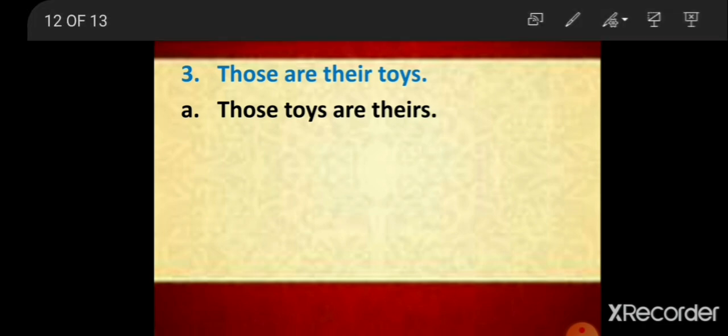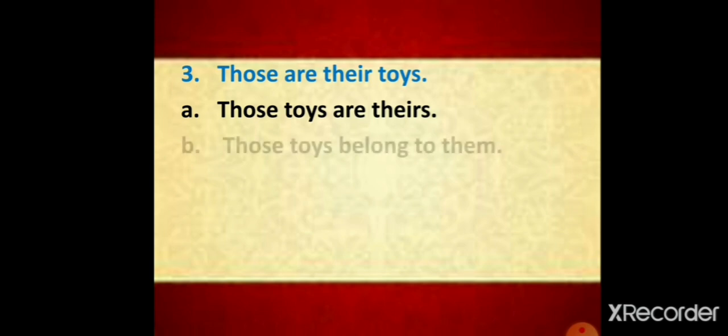Number 3, those are their toys. Their toys, so there से हम theirs बना देंगे. Those toys are theirs और हम belongs to भी use करेंगे. So those toys belong to them. Right? So with singular we'll use belongs and with plural we'll use belong.